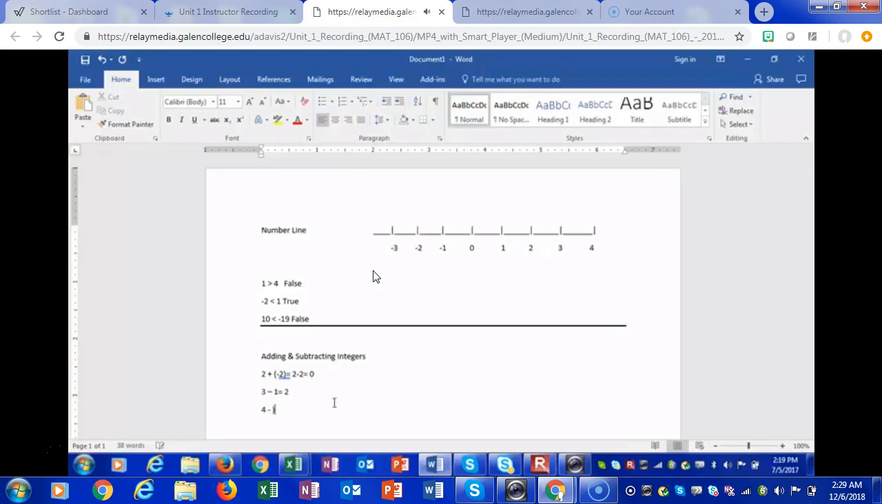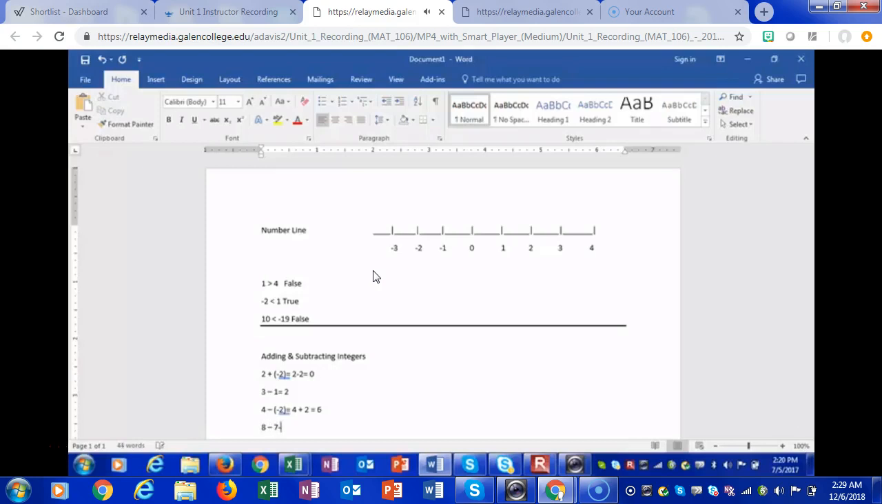4 minus a -2. Think about what we know about signs. 2 negatives make a what? 2 negatives should make a positive. So this is the equivalent of 4 plus 2. What is 4 plus 2? If you're at 4 on the number line, if you go 2 places to the right, 1 place and another place, you end up at what? You should end up at 6. Okay? Let's try a few more.